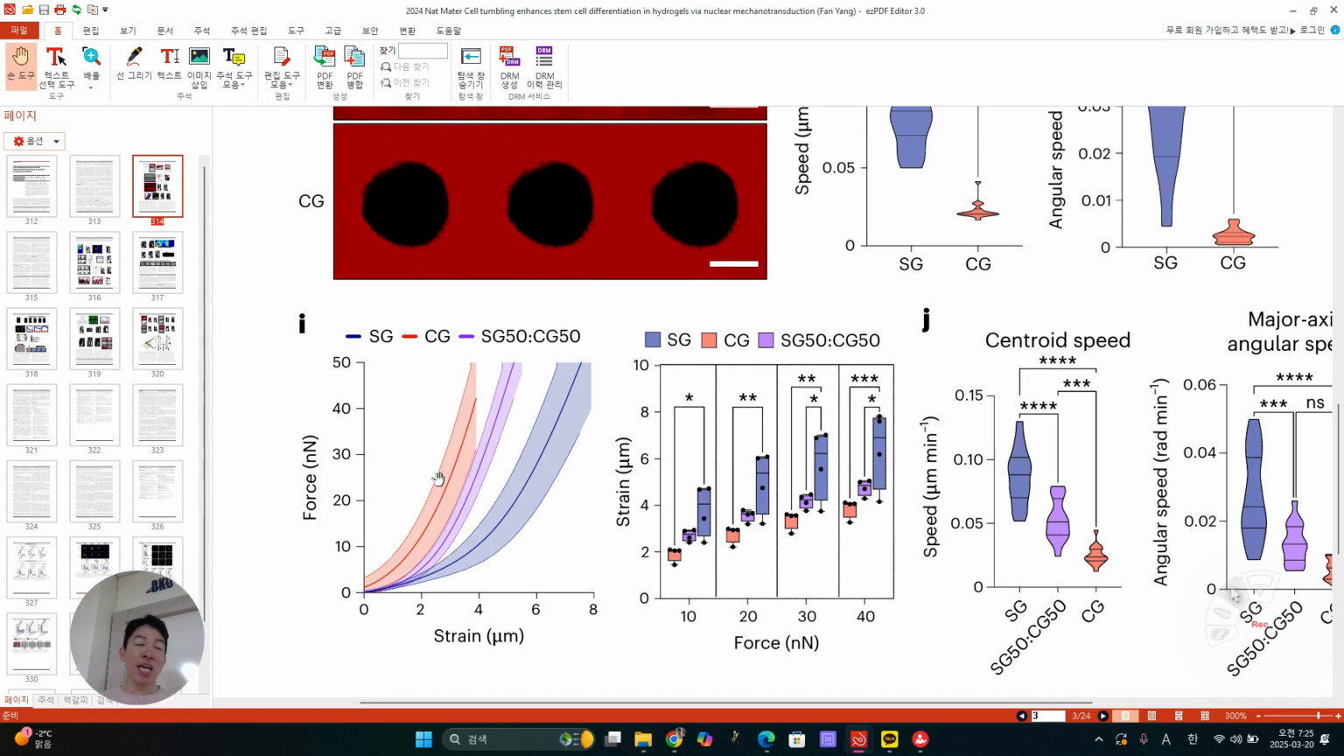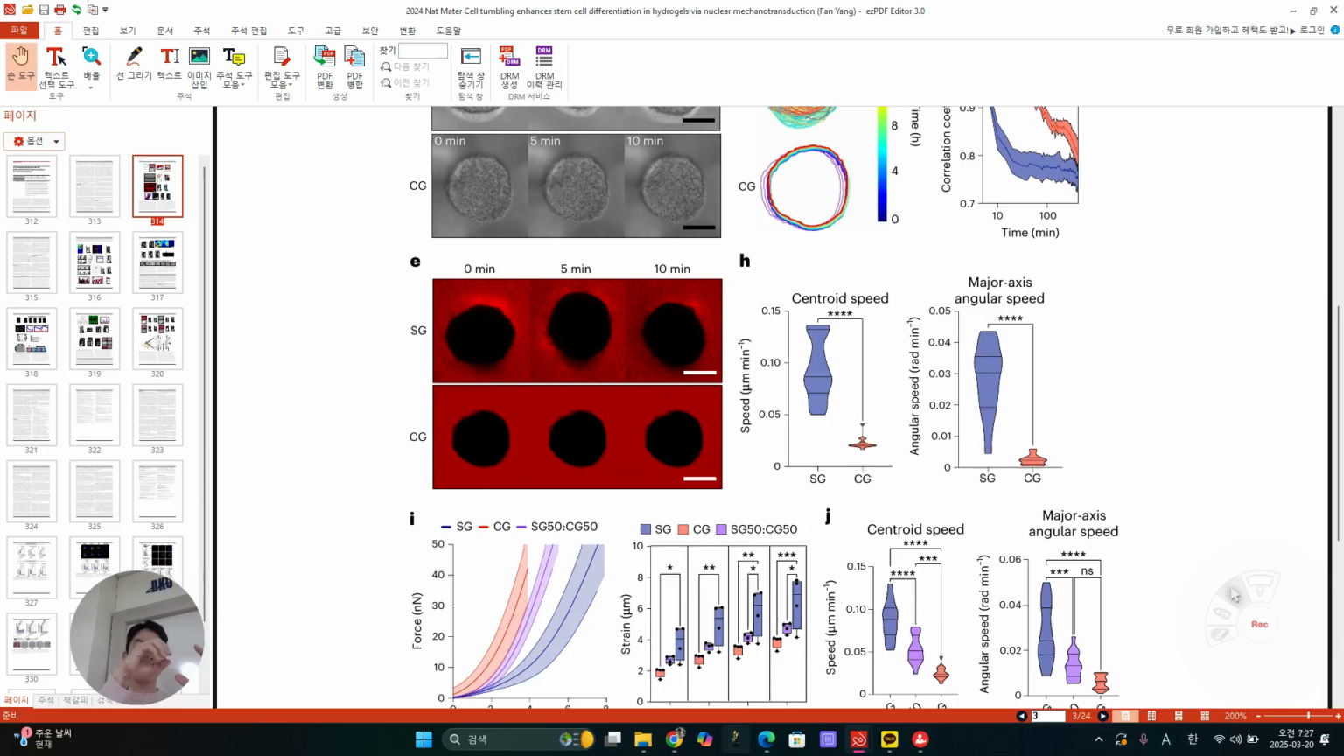So this figure one is: enhanced MSC chondrogenesis is associated with mini-scale cell tumbling in 3 dimensions. Here, what I highlighted is that they encapsulate the cell in 3D, not 2D. You know, 2D is like you see the cell on top of the gel, whereas 3D means you encapsulate the cell inside the gel, and then you maintain the gel, right? So now people want to see what the real feature is in the 3D structure, because our body is 3D.